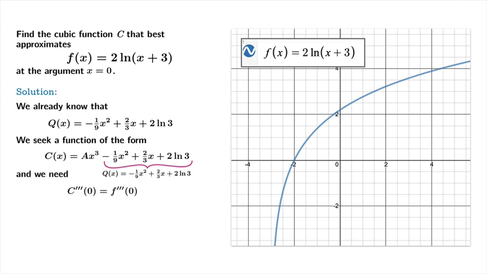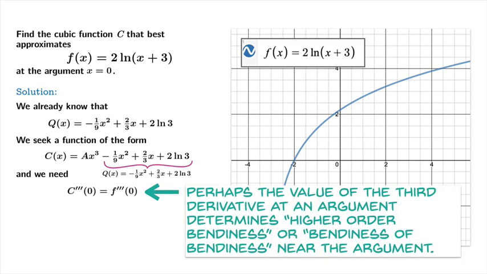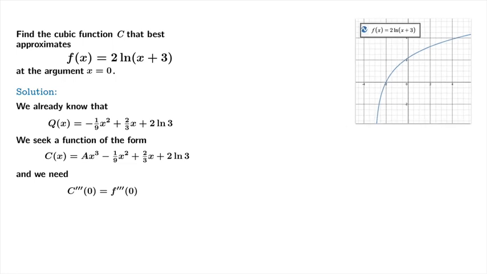So now what? We need to fill in the last piece of this puzzle. We need to figure out the third derivative of c and compare it to the third derivative of f, both evaluated at 0. And again, we wonder why this is going to work. Perhaps the value of the third derivative at an argument determines higher order bendiness, or bendiness of bendiness. We don't have good names for these things, but somehow these higher derivatives are perhaps controlling various degrees of wiggliness in the graph. So let's just match up these coefficients and see if it works.